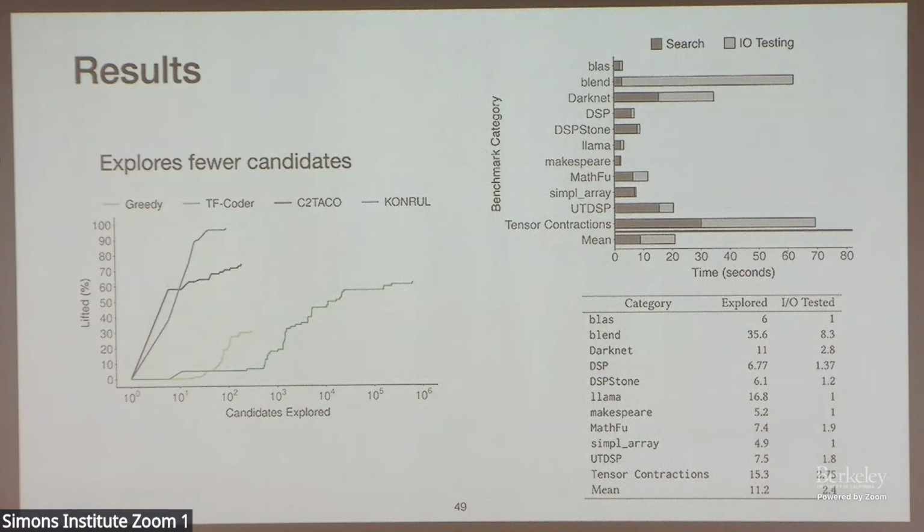Yeah. By IO testing, you simply mean randomly generating inputs and running the programs. I see. We don't even generate that many inputs. It's literally like a handful, but it's also the compilation process as well.